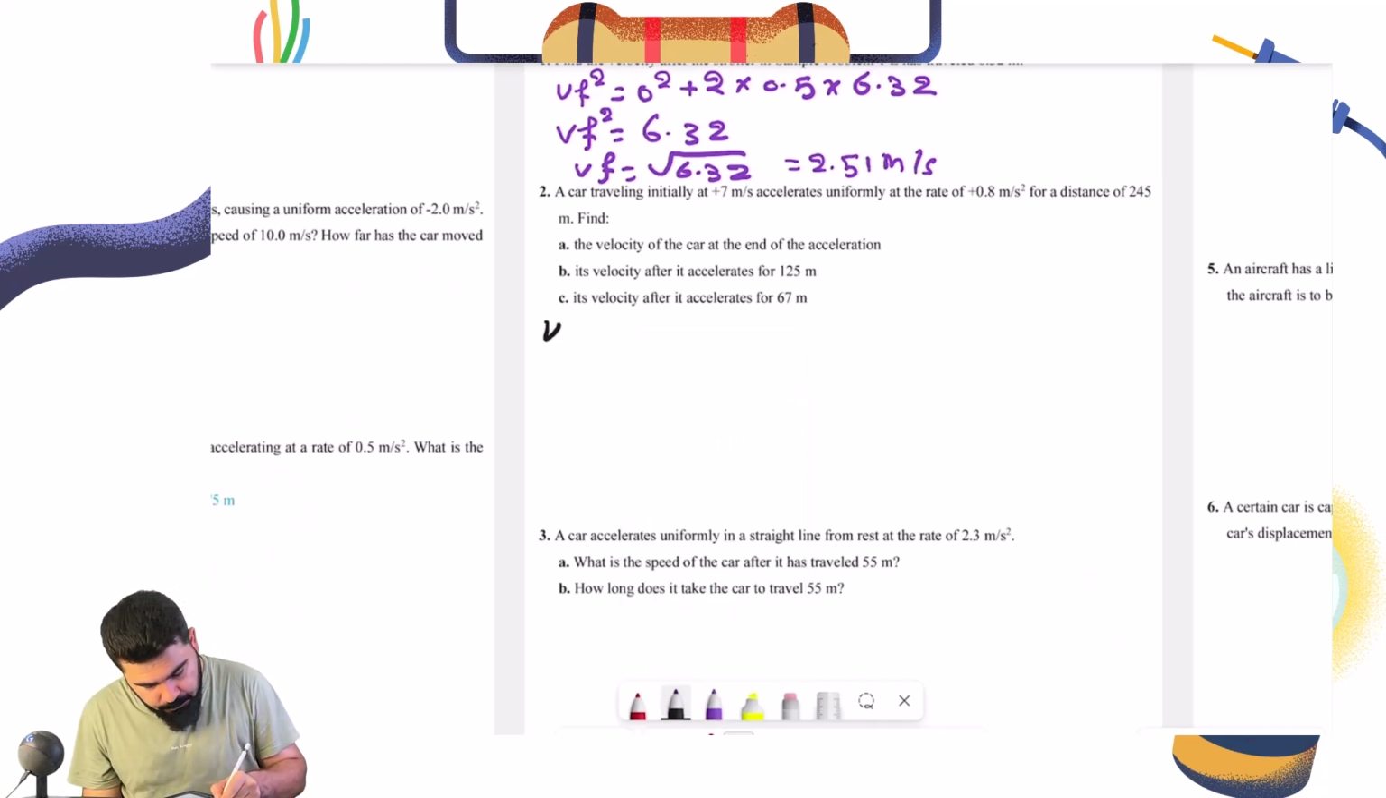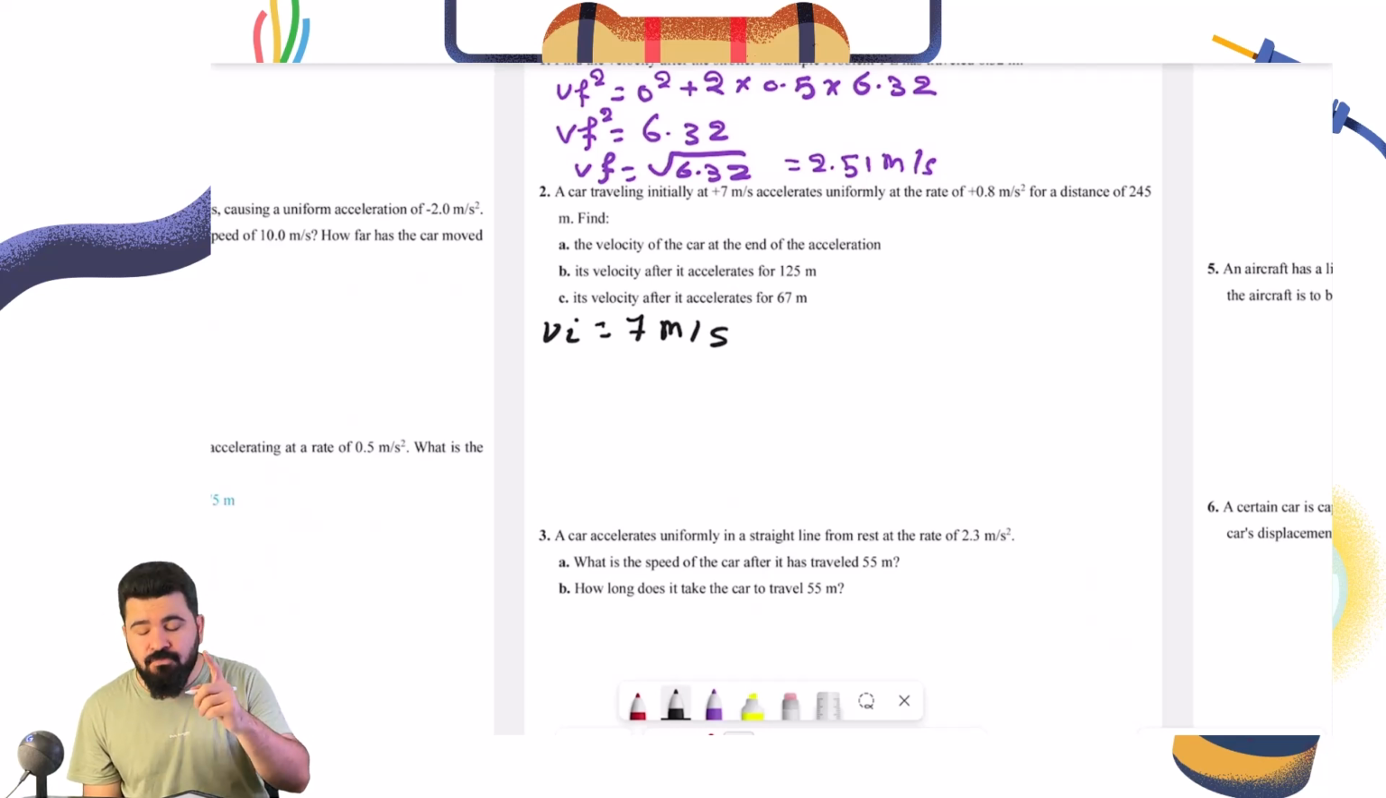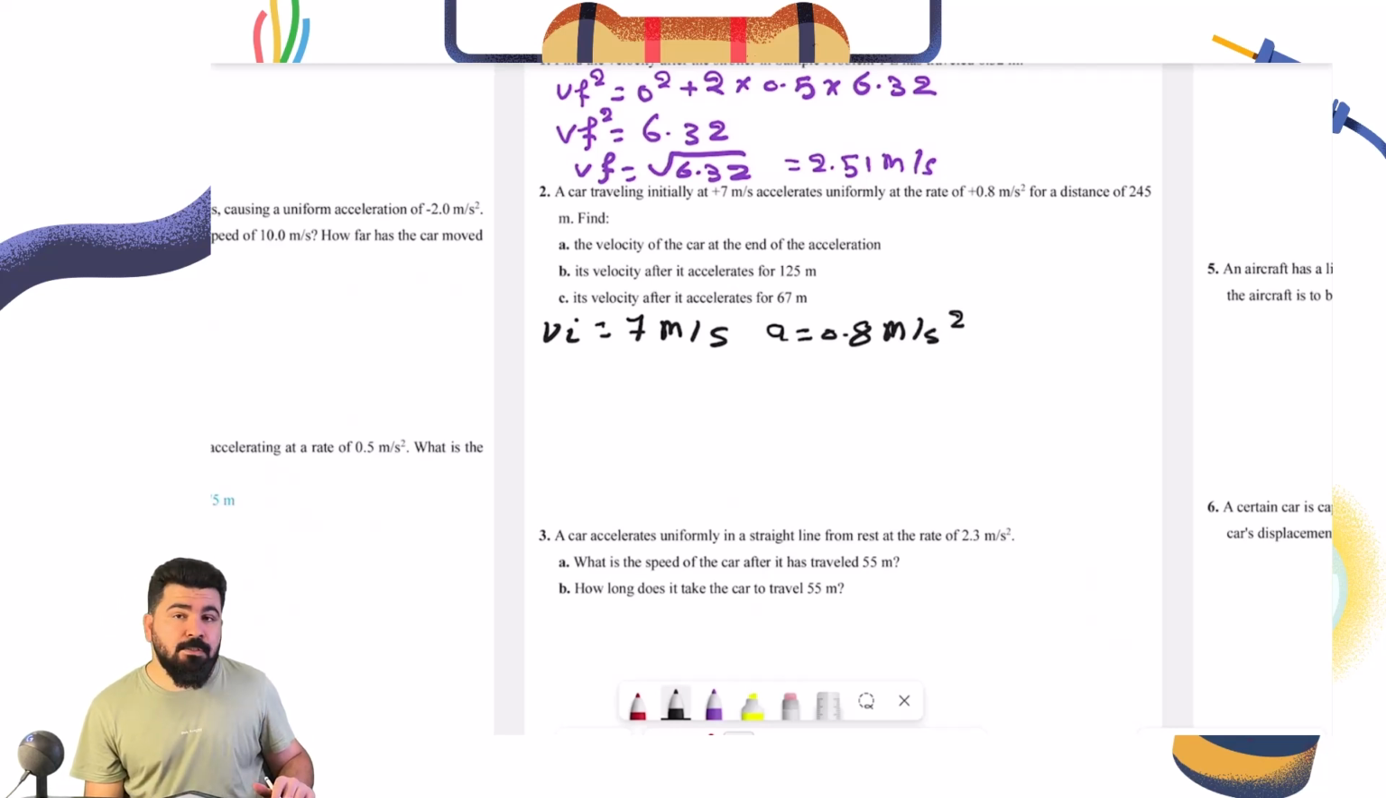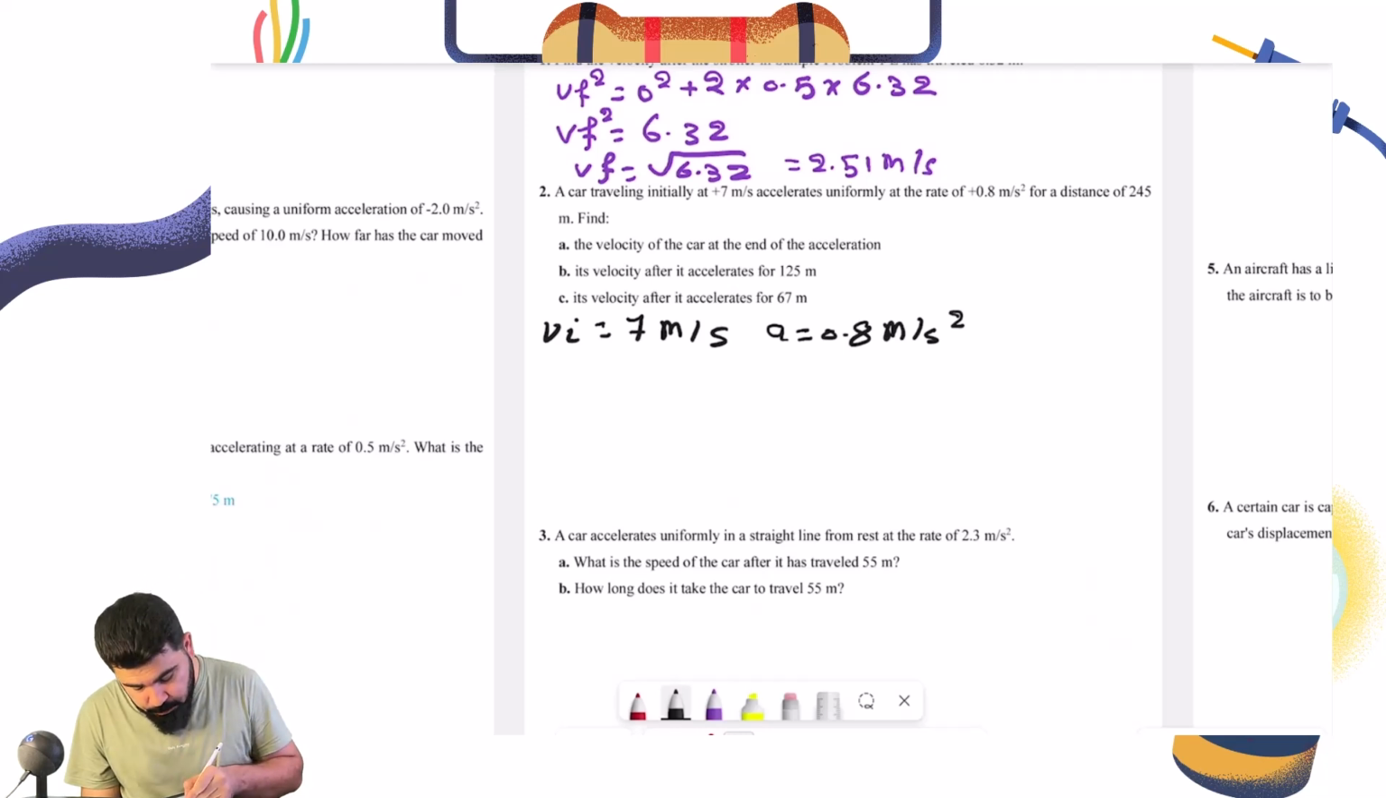This is V initial. Okay, V initial is equal to what? It is equal to 7 meters per second. Accelerates uniformly. So acceleration is equal to what? 0.8 meters per second squared. Okay, for a distance of 245 meters. So delta x is equal to what? Is equal to 245 meters.